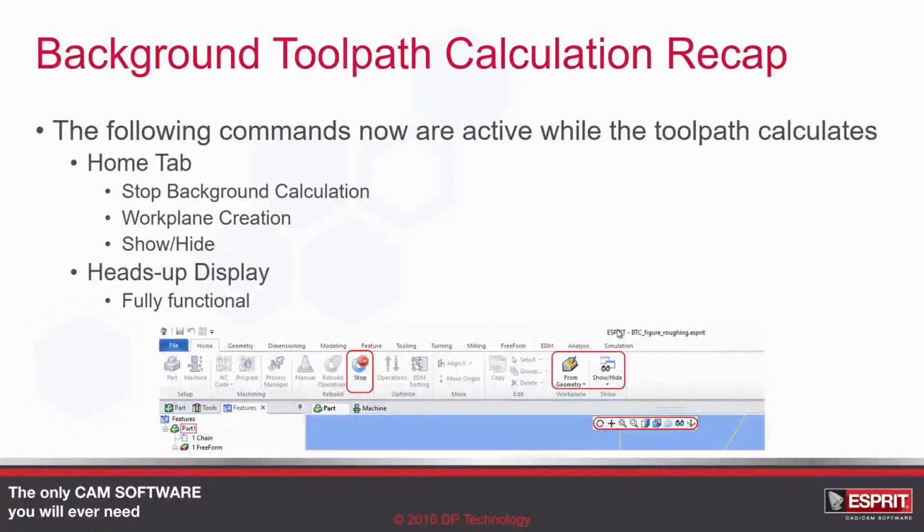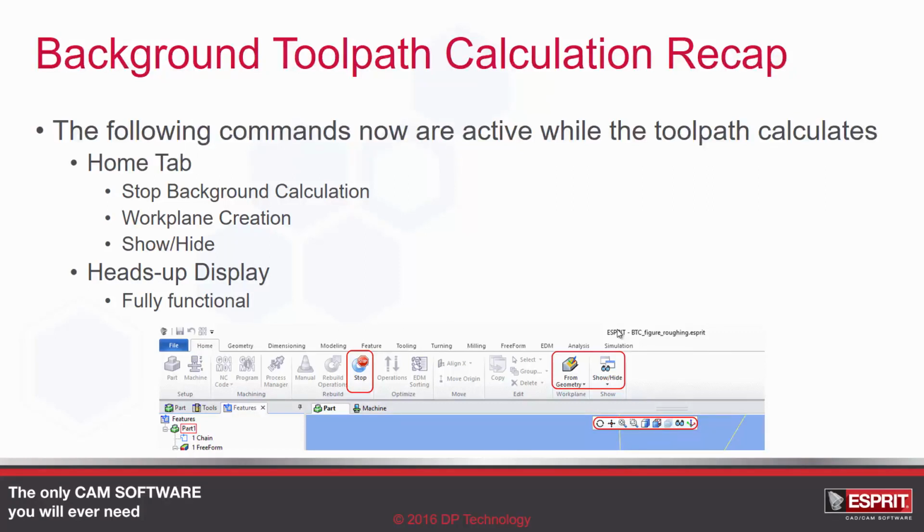The commands that have been enabled and are now functional are as follows. I shouldn't say everything on the Home tab, but on the Home tab we have background toolpath calculation, work plane creation, and show hide, along with the heads-up display. So we have everything from rotation, pan, choosing a new work plane, turning on and off layers, masks, etc.